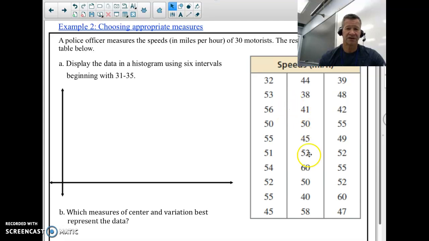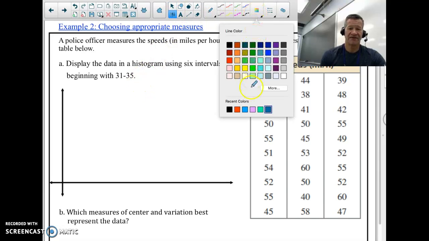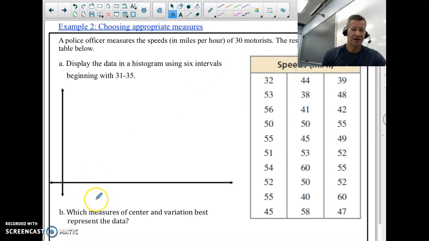30 motorists. So the results are right here. Now, they want us to display the data in a histogram using 6 intervals beginning with 31 to 35. Now remember, these intervals have to be the same size. So I'm going to have the speeds down here on the x-axis. And they want us to start with 31 to 35.